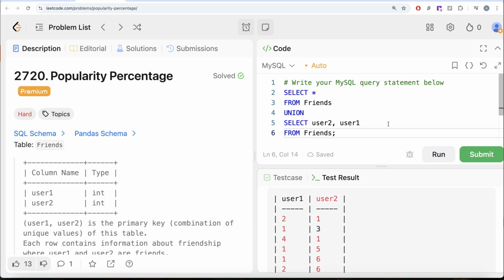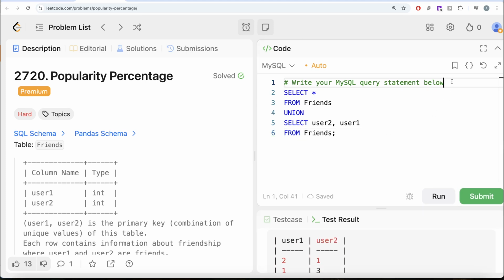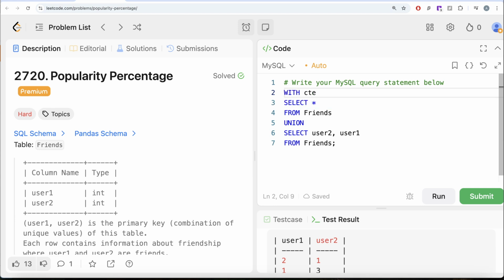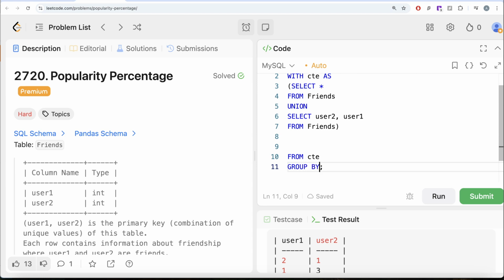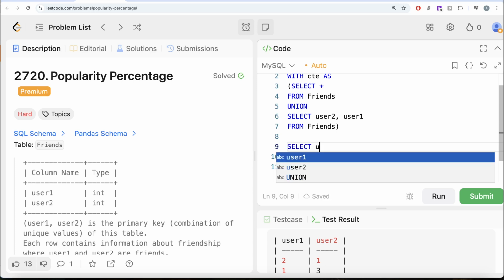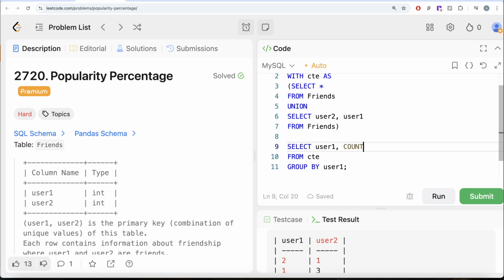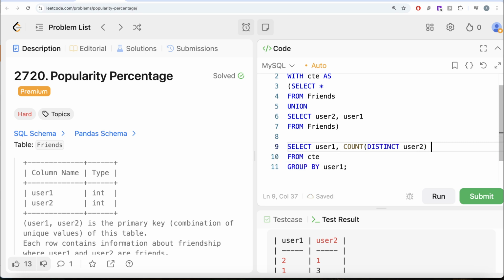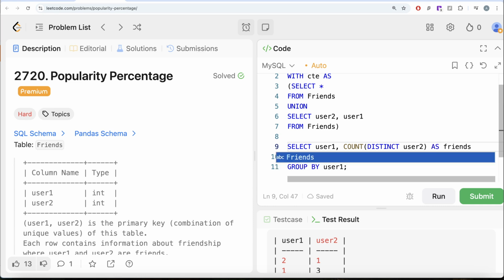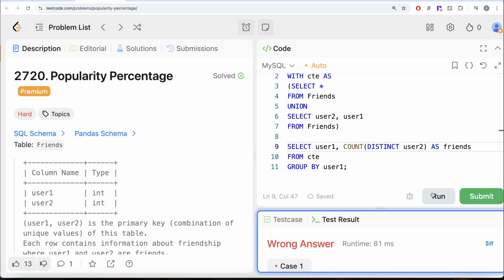Once we have this, then what we can do is, let's save this entire thing in a common table expression. So with CTE as, this entire thing goes into parentheses. And now what we can do is, for every user, we can try to get the total number of friends. So from this common table expression, let us group by user 1 and then let us return user 1 and count the distinct number of user 2, and that is going to give us the number of friends, right? Let me just alias this as friends. This is just for demonstration purposes, but let's see and go step by step.